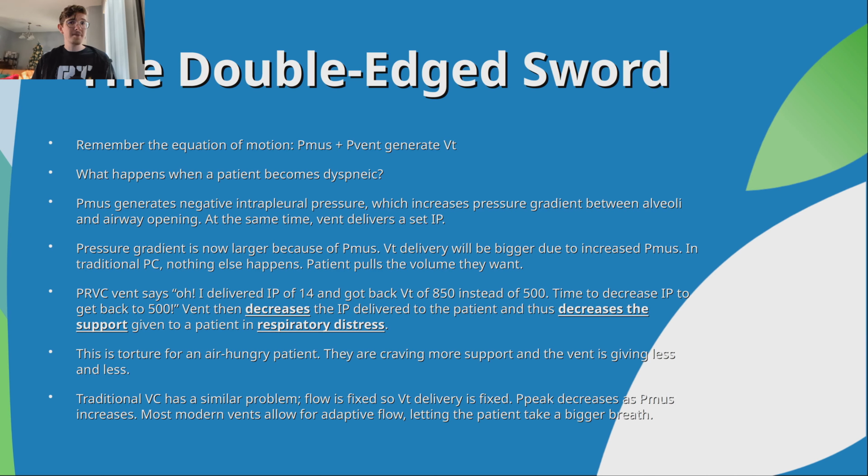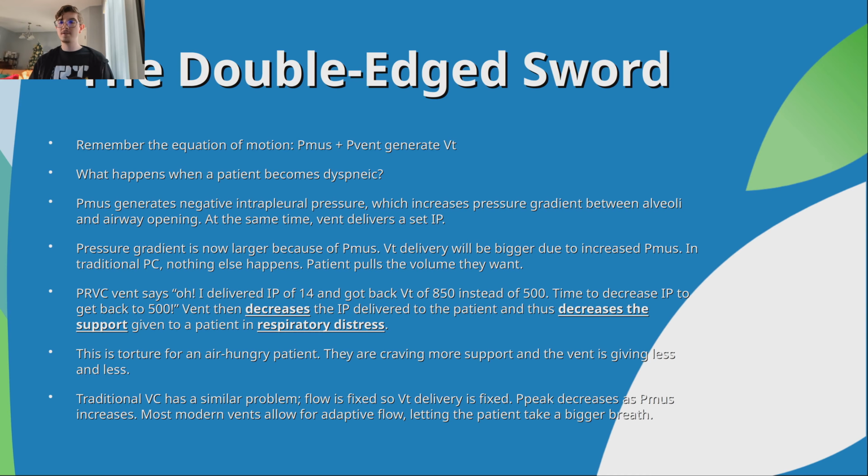Well, I guess it's time for me to decrease the inspiratory pressure so I can get the volume back to 500. The vent then decreases the inspiratory pressure delivered to the patient, and thus decreases the support given to a patient in respiratory distress. Do you understand how torturous that is for an air-hungry patient? You're smothering them. They are air-hungry. They are craving more support, and the ventilator is giving less and less and less support.